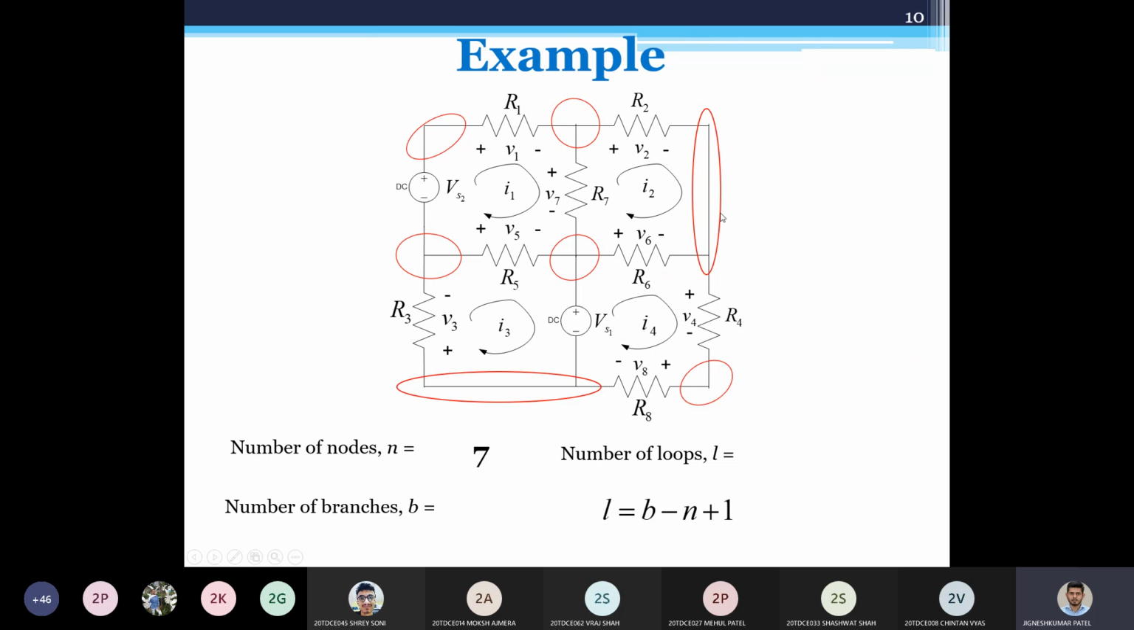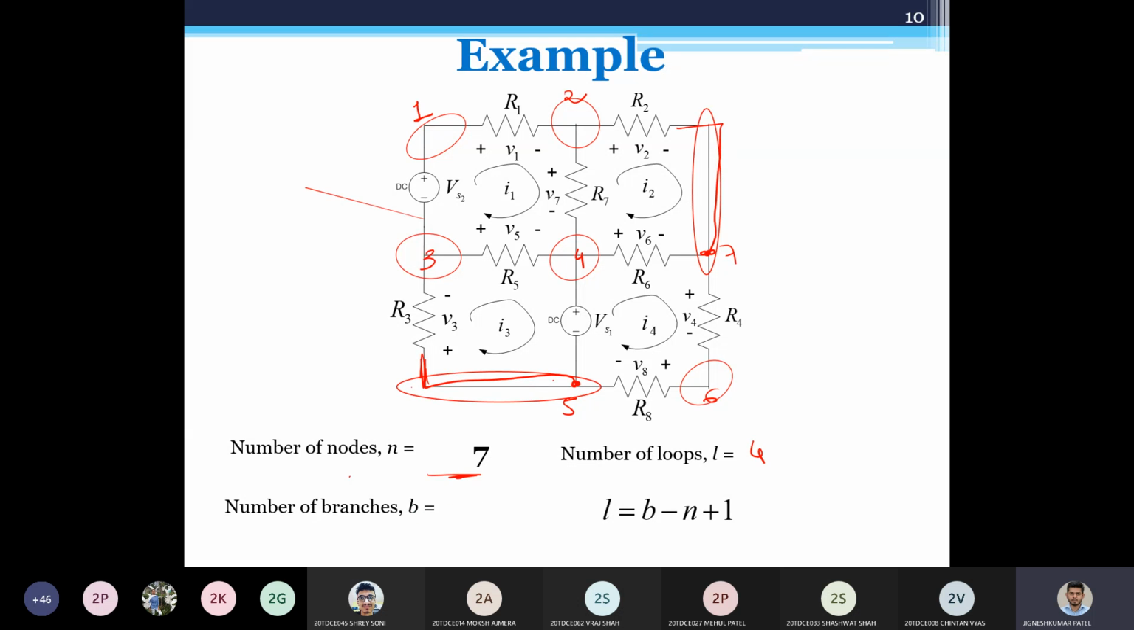Let me number it for you. This is number 1, this is number 2, number 3, 4. Now there is no connection in between, so this is actually a junction. This line goes here, and this is again the same thing, a line coming over here and attaching over here. So this is my 7. So there are a total of 7 nodes. Then what is the number of loops? We have already identified loop 1, loop 2, 3 and 4. So here I have 4 loops.